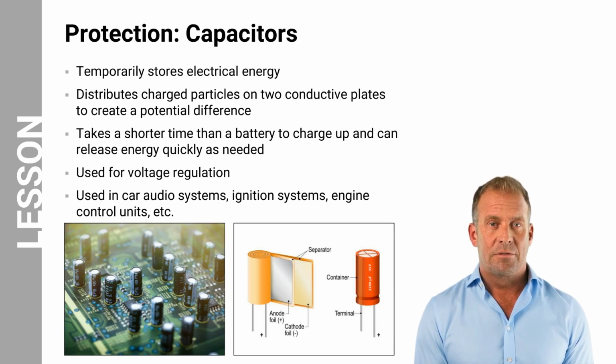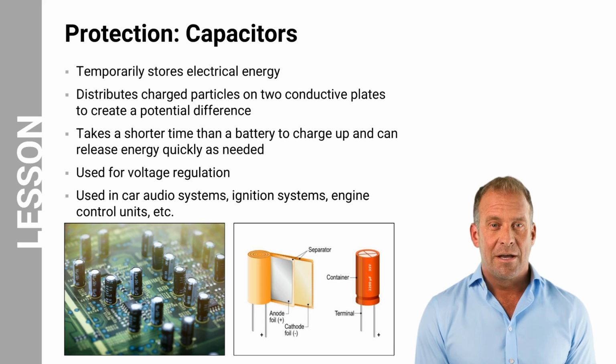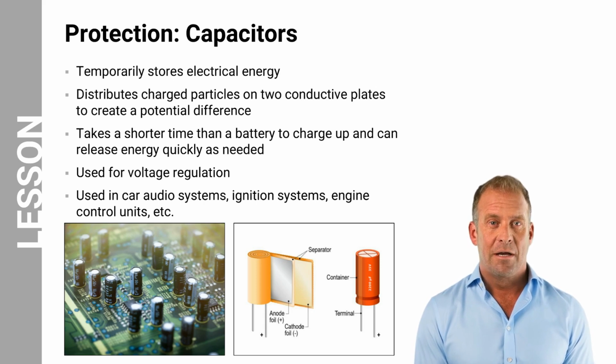Capacitors are another type of circuit protection device. These devices act as temporary electrical energy storage devices and release it as needed. By distributing charged particles across two conductive plates, as shown in the image here, capacitors create a potential difference that helps regulate voltage levels, smoothing out voltage ripples and ensuring stable electrical supply. Unlike batteries, capacitors charge up quickly and can discharge energy rapidly, making them ideal for applications requiring quick bursts of power. In cars, capacitors find widespread use in audio systems for filtering out noise and improving sound quality, as well as in ignition systems and engine control units to ensure smooth operation and efficient performance.